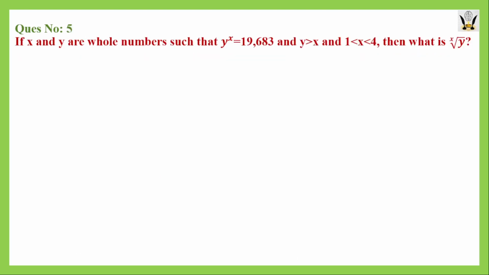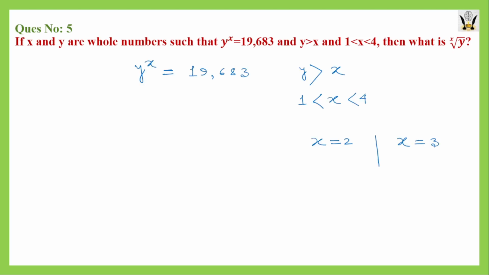Now the next sum, which is the last sum of this class: if x and y are whole numbers, meaning they start from 0 and can be any positive integer, such that y to the power x is 19,683, this value is given, and two other conditions are given: y is greater than x, and at the same time x lies between 1 and 4. Then what is the value of y to the power 1 by x? Based on the conditions or the values, we now need to calculate.